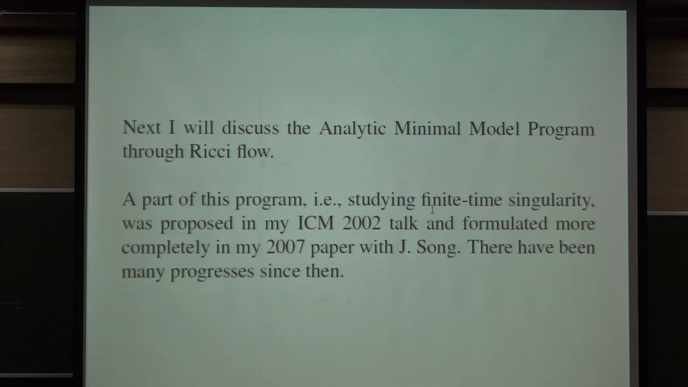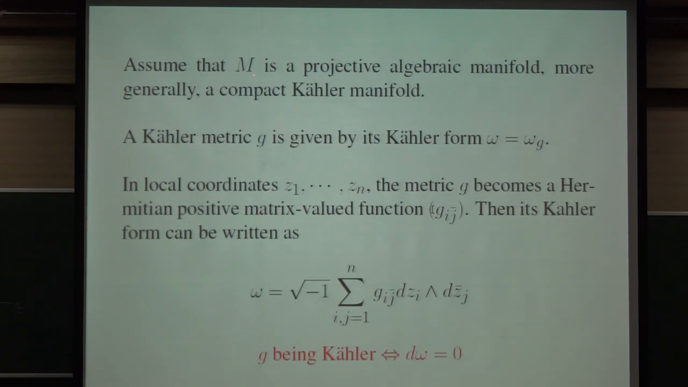Okay. So let me first show you what M is. So assume M is a projective manifold or more generally a compact Kähler manifold. So this means first M is a complex manifold which admits a Kähler metric. So the Kähler metric is given by its Kähler form. So it's given like this. As I said before, the Riemannian metric is given by a positive matrix valued function. So a Kähler metric is first given by a Hermitian positive matrix valued function.